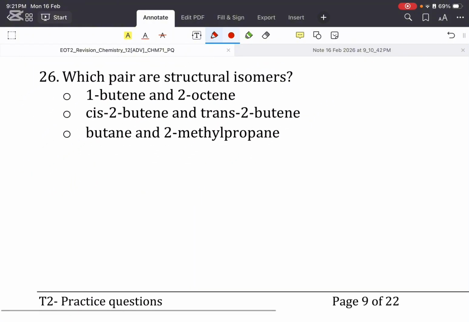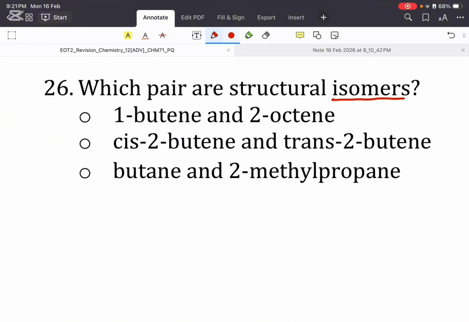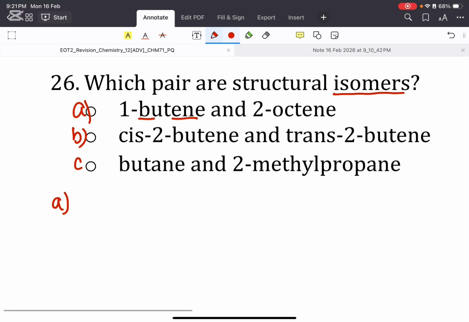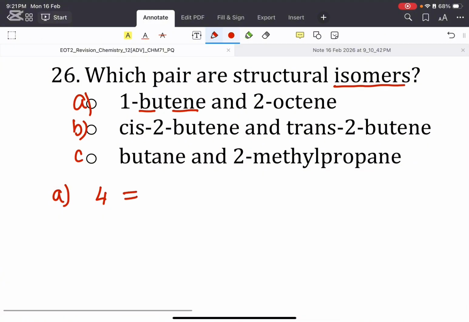Now, what do we do if they gave us a list of names and they are asking us which ones are isomers? We don't really need to draw. Let's just understand each one. So A, B, and C. Let's take A. I have 1-butene. So it means I have 4 carbons. I have a double bond, and the double bond is on the first carbon.